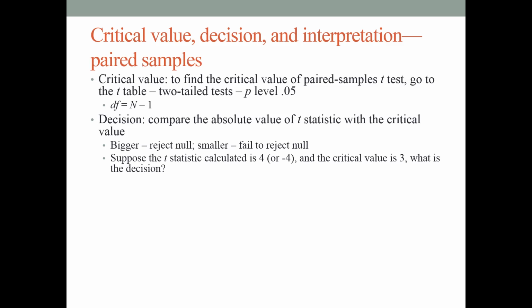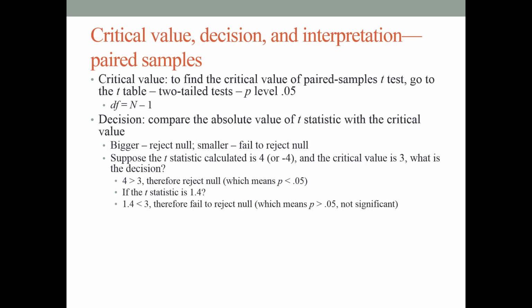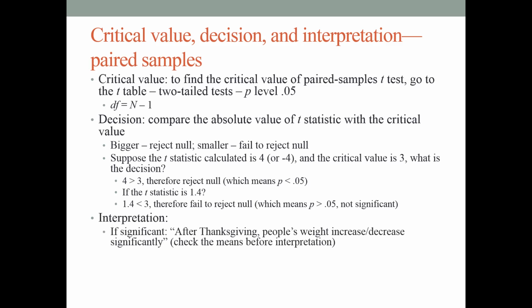So suppose the t-test statistic is 4 or -4, and the critical value is 3. What is the decision? Because 4 is bigger than 3, we reject the null, which means p is less than 0.05. Now, what if the t value is 1.4? Now it's much smaller than 3, so we fail to reject the null, which means p is bigger than 0.05, not significant.